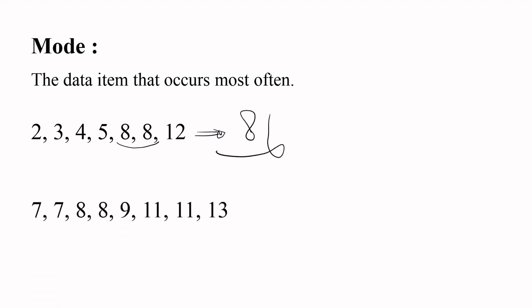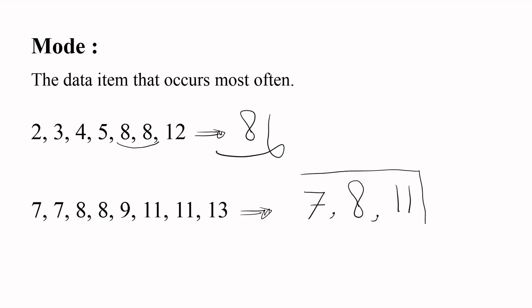Look at this group of numbers. I have two 7s, two 8s, one 9, two 11s, and one 13. So here I'm going to have multiple modes. So the modes will be 7 and 8 and 11.